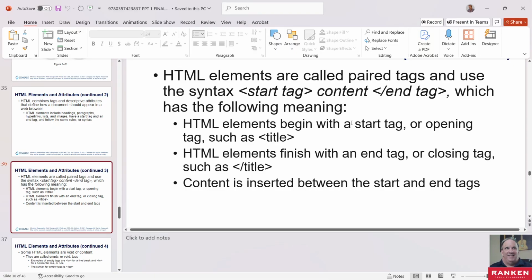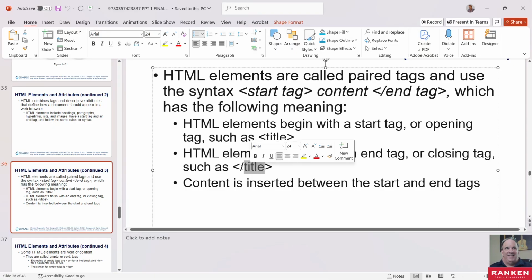HTML elements begin with a start tag or opening tag, such as title. We looked at that title. HTML elements finish with an end tag or closing tag, such as /title. So you always have to remember that slash. It's an easy beginner mistake to not have an end tag for every start tag. But these are for paired tags. There are some other ones that are a little more special and a little different, and we're going to look at that too. Content is inserted between the start and end tags.